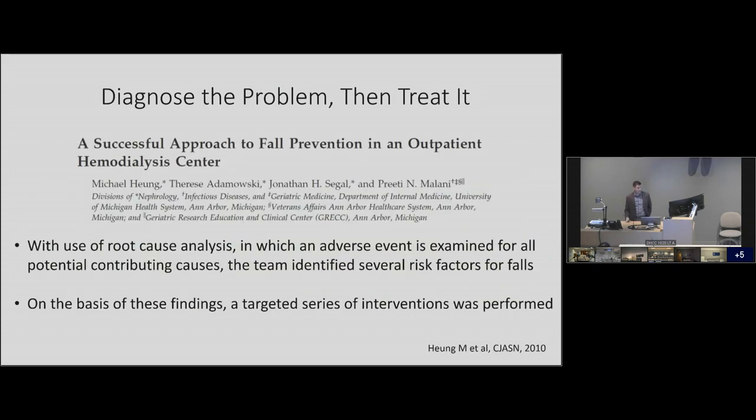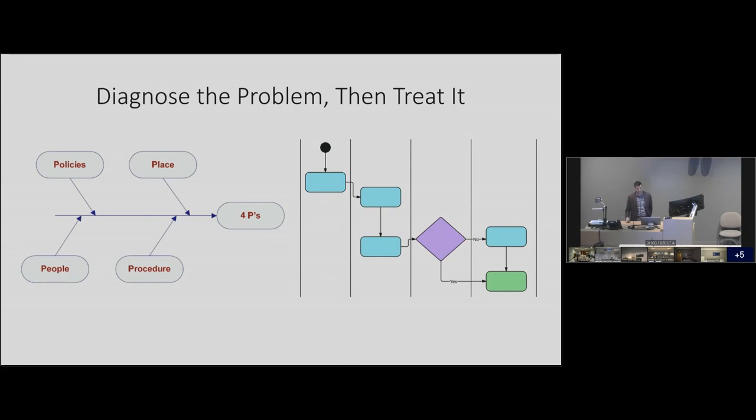So this is a nice example of looking at a fall prevention program in an outpatient hemodialysis unit, where in their methods they talk about using root cause analysis. So I'll show you a couple of the tools that I think they used, in which an adverse event is examined from all the different causes, and then they targeted what their changes were, their interventions, based on that diagnostic exercise. So these are two examples, so I'm not completely yada-yadding it over, but I could do a whole talk on this root cause process.